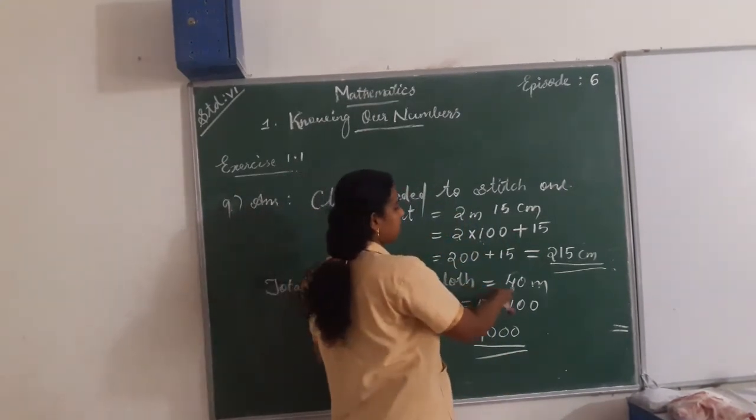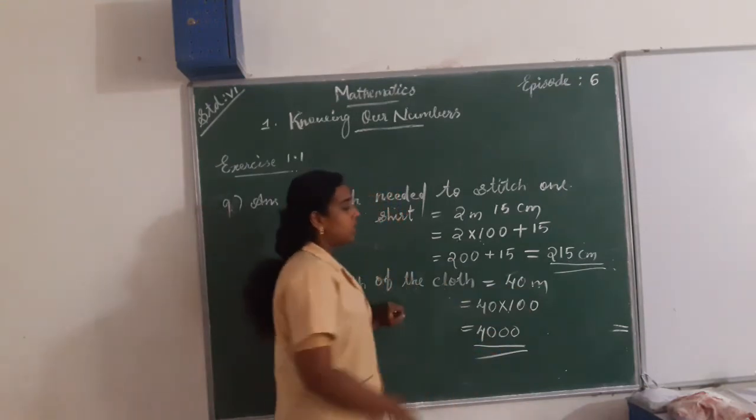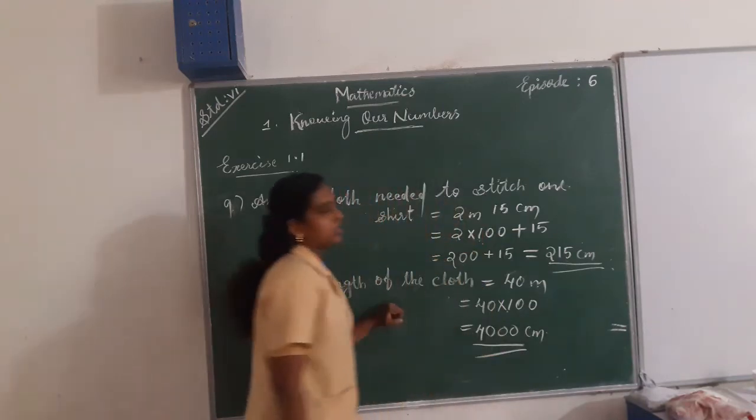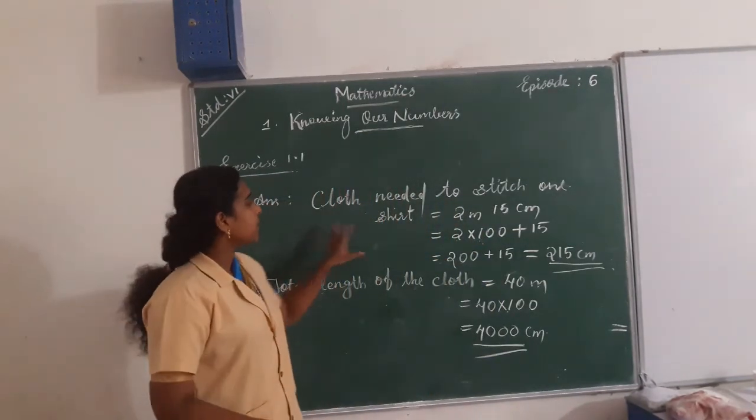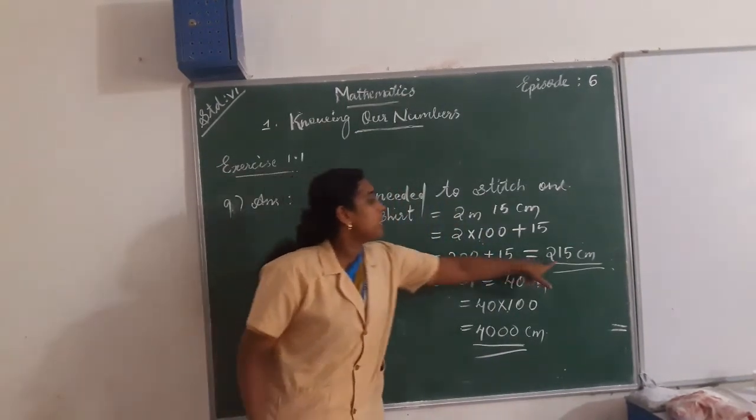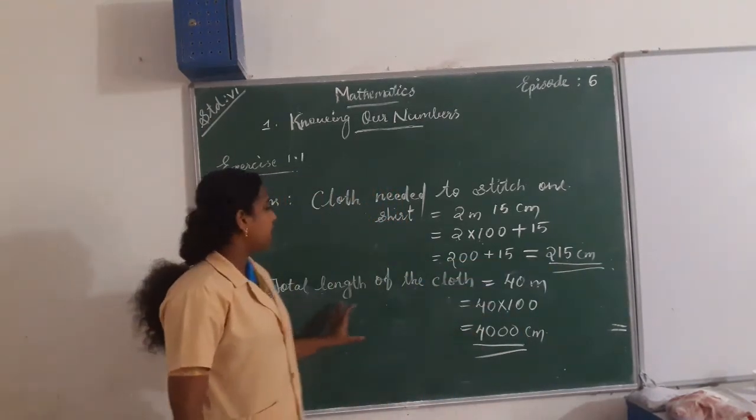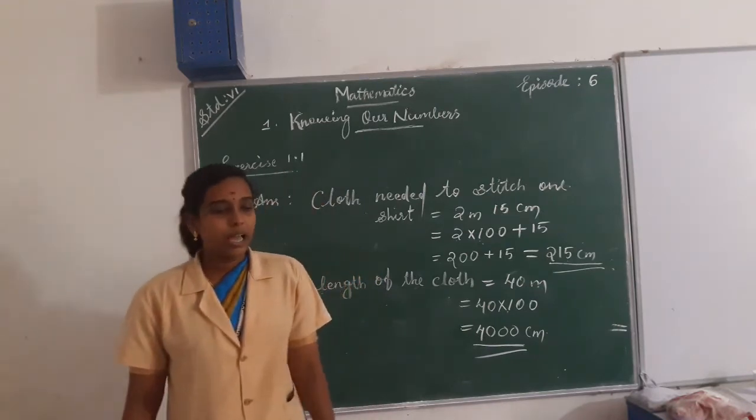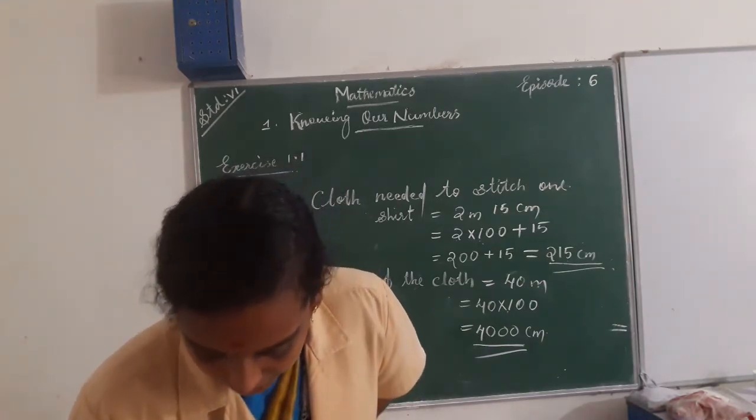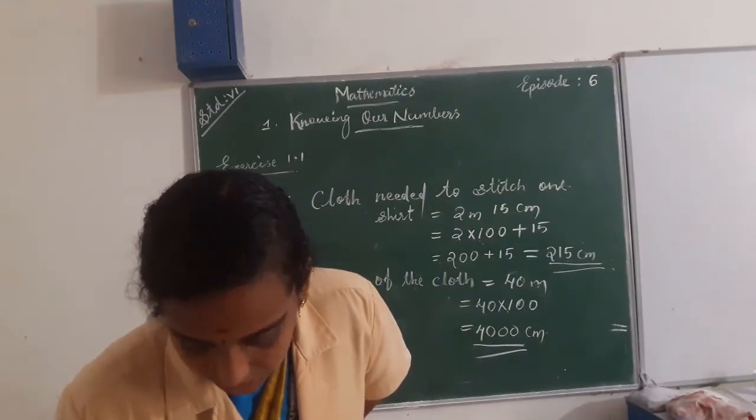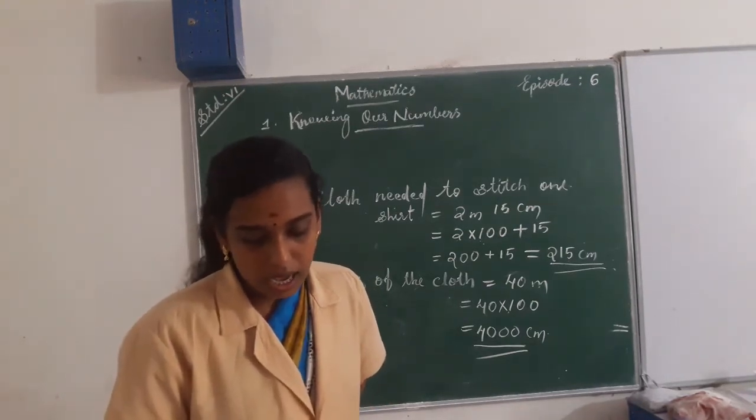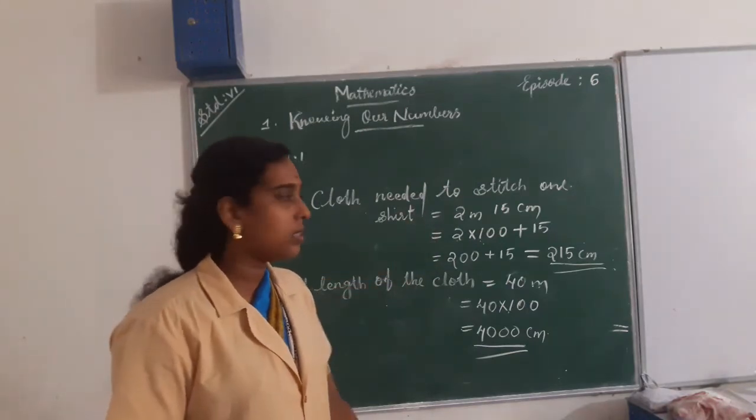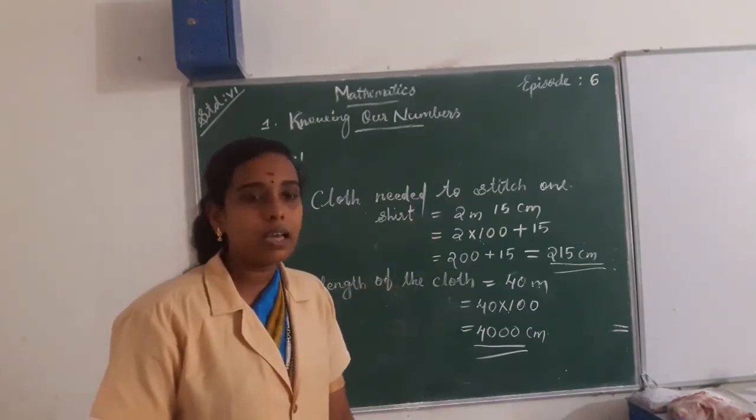Centimeter. That means we convert meter into centimeter. That is 4000 centimeter. So here the cloth needed to stitch one shirt is 215 centimeter and the total length of the cloth is 4000 centimeter. And our first question is how many shirts can be stitched by using 40 meter cloth or 4000 centimeter cloth?